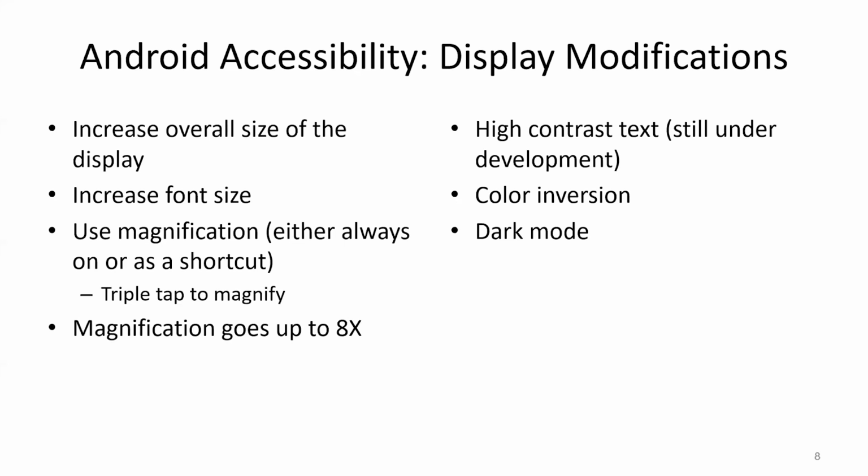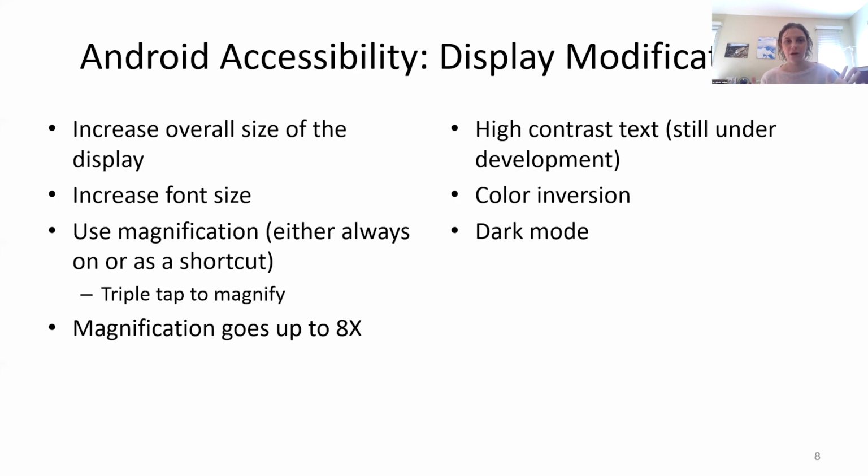So first, let's talk about how you modify the display. When you talk about accessibility, you're thinking about what you can do in terms of vision, but you're also thinking about what kind of auditory features are there or what kind of sensory substitution. So in terms of display modifications on an Android phone, you can increase the overall size of the display.